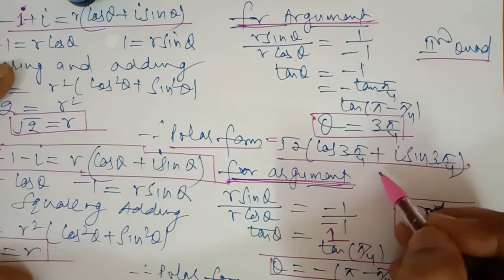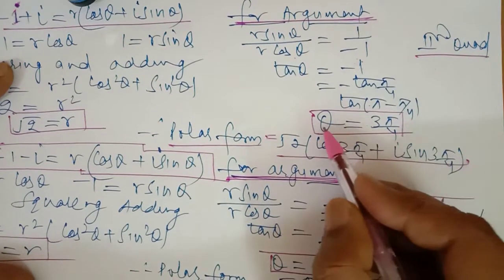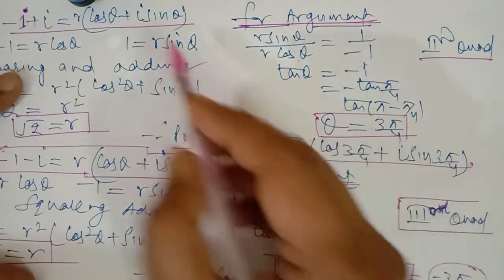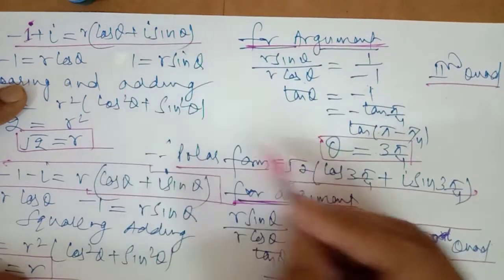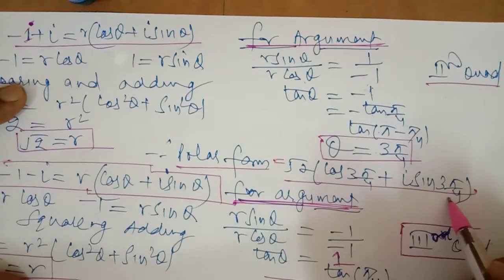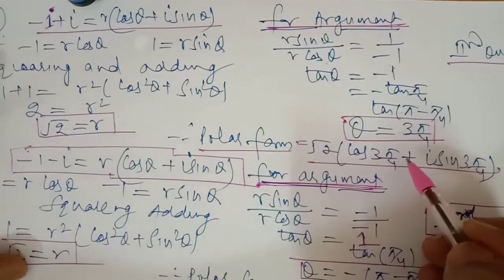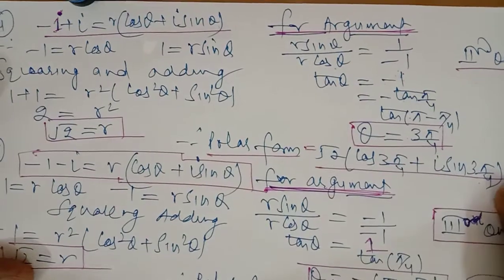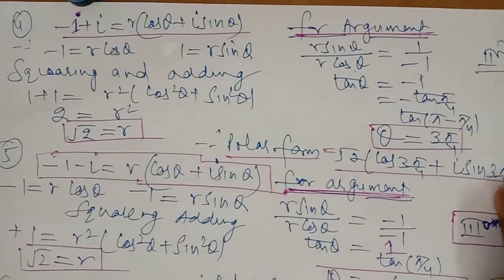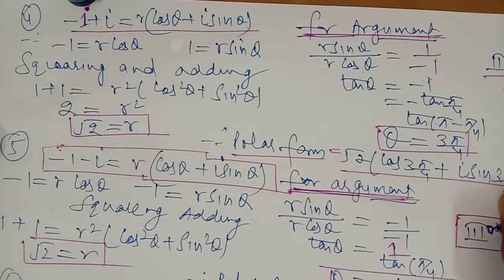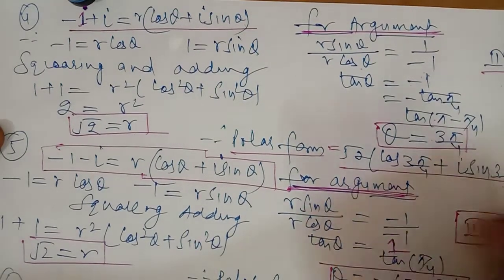Now if you have to write it in polar form, replace the values of r and theta here. So r is root 2, theta is 3 pi by 4. This is the polar form of the complex number. So in question number 4, you have to convert this complex number into the polar form. Up to question number 3, you have to find only the modulus and the principal solution or principal argument.